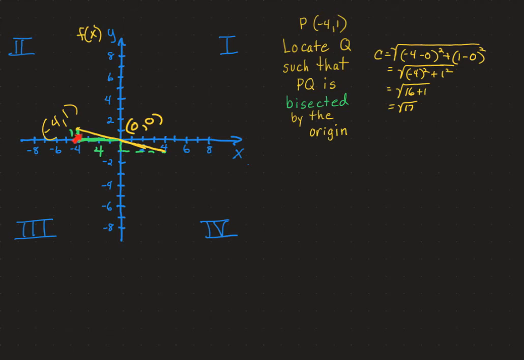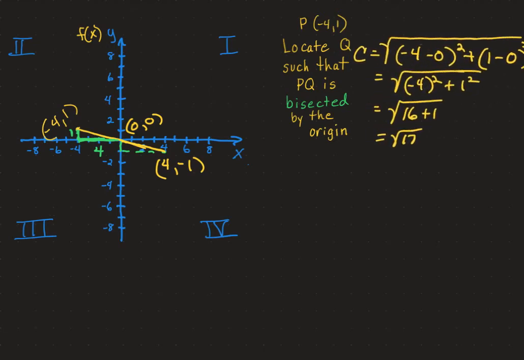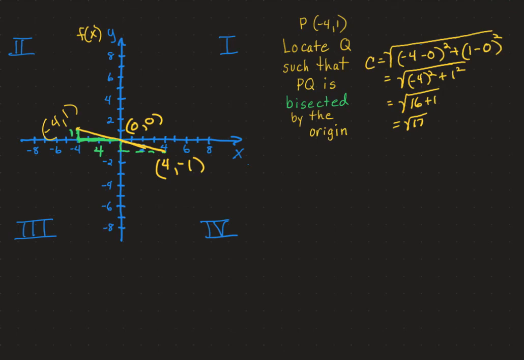The distance from -4, 1, and the distance here, which is to the point +4, -1. Both of these distances are equal to the square root of 17, which is what we found with the distance formula. We didn't specifically need the distance. We could use the slope to locate point Q, which is exactly what we were asked to do.